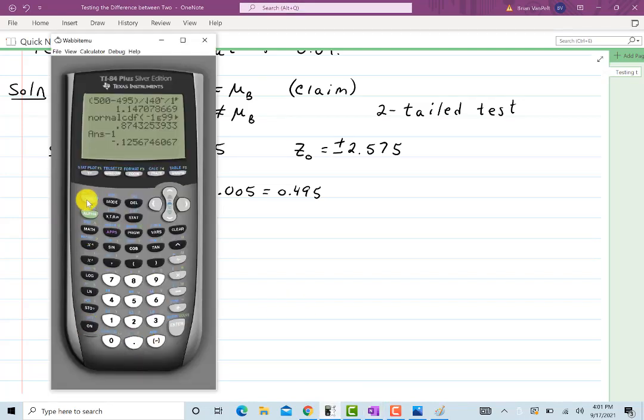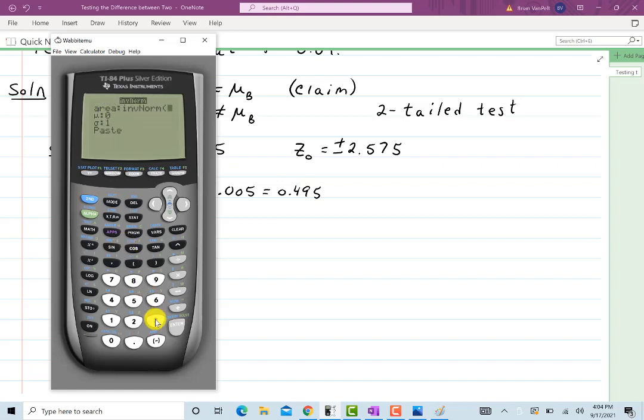So once again, I'll go back to the blue thing above VARS, which is DISTR. And what I want right now is inverse norm, that's number 3, because I'm going to feed it an area. I'm not going to feed it 0.495, I'm going to feed it 0.995 because it takes the area from negative infinity all the way up until you get to z sub 0. So let me choose 3 for my inverse norm.